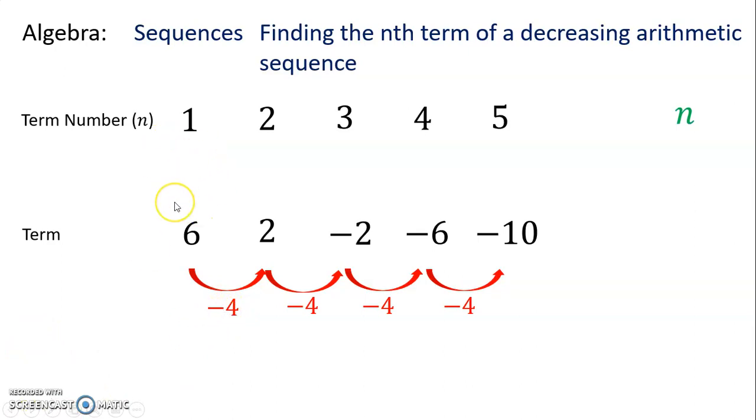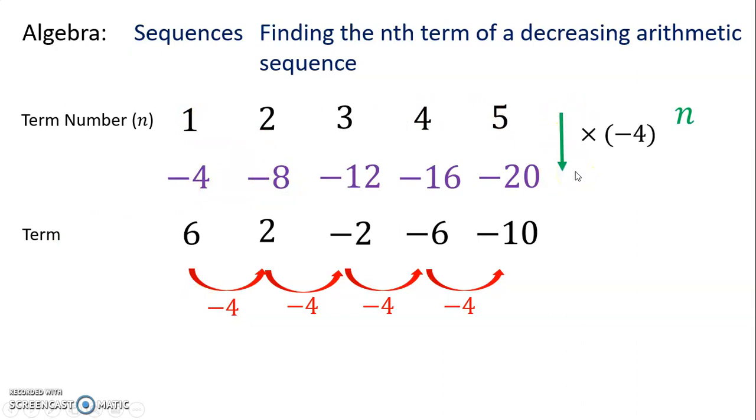So here, I'm going to have negative 4. And then the second term in the negative 4 times table will be negative 8. And then negative 12, negative 16, negative 20. And how do I get to these terms from the term number? Well, just like with any times table, I'm going to multiply n by negative 4. And so my nth term for the negative 4 times table is negative 4n.